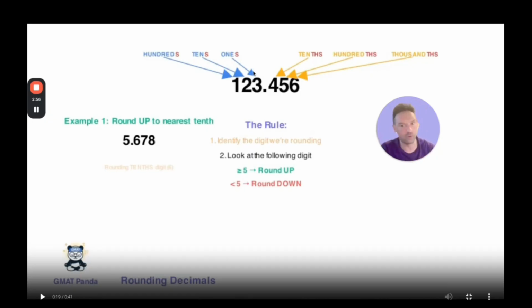So if we're 5 or above, we're going to round up. And if we're 4 or below, we're going to round down. In this case, 7 is higher than 5, so we're going to round up. And in that case, we're going to cut the number at the tenth, but we're not going to have 5.6, because that would be rounding down. We're going to round up to 5.7.